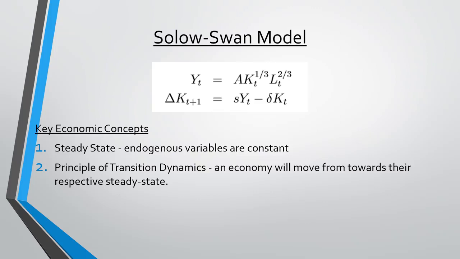Within the context of this model, it refers to when the change in capital, represented in the second formula, is equal to 0. The second economic concept is the principle of transition dynamics. So this means that at any point, an economy will move towards its respective steady state. A good way of thinking about this is that an economy with excessive capital will decrease their level of capital over time, i.e. the change in K subscript T plus 1 will be negative until the economy reaches its steady state. Then, at this point, the change in K subscript T plus 1 will equal 0, matching our initial steady state definition.